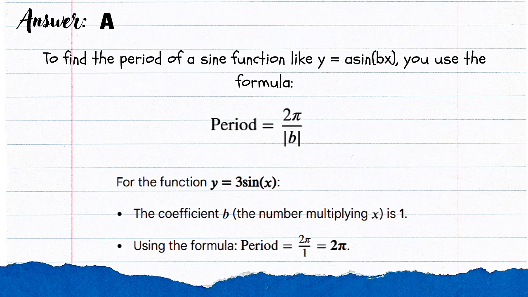To find the period of a sine function like y equals a sine bx, you use the formula period equals 2 pi over the absolute value of b. For the function y equals 3 sine x, the coefficient b, the number multiplying x, is 1, and using the formula, period equals 2 pi over 1, which equals 2 pi.